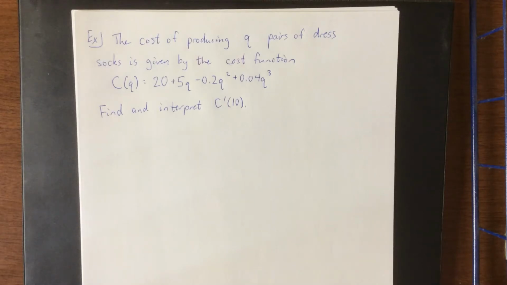Another example problem I'd like to take a look at for applications of differentiation. The cost of producing Q pairs of dress socks is going to be given by the following cost function. C of Q is equal to 20 plus 5Q minus 0.2 Q squared plus 0.04 Q cubed, which is just fun to say, Q cubed. We are going to find and interpret C prime of 10.